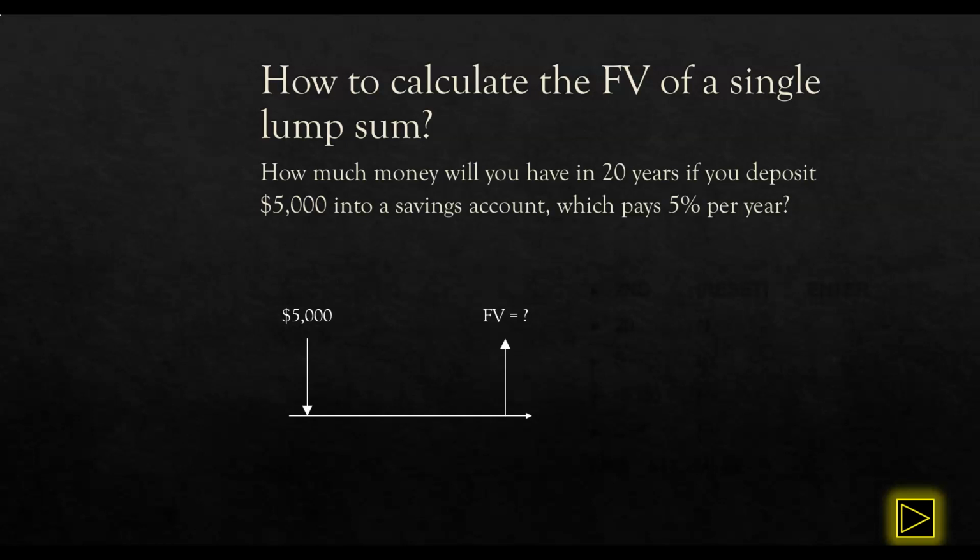The investment timeline of this is very simple. So what you do is you put in $5,000 at time 0, and then you let the money grow. And then after 20 years, we're solving for how much you will have, which is basically the future value. So as usual, I want to show you the key entries that you will put into your financial calculator.